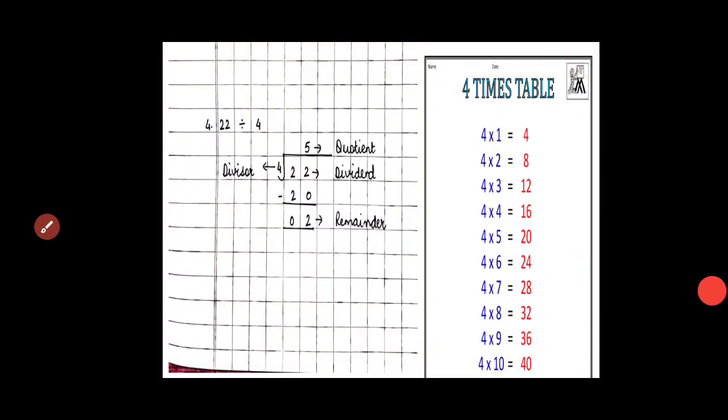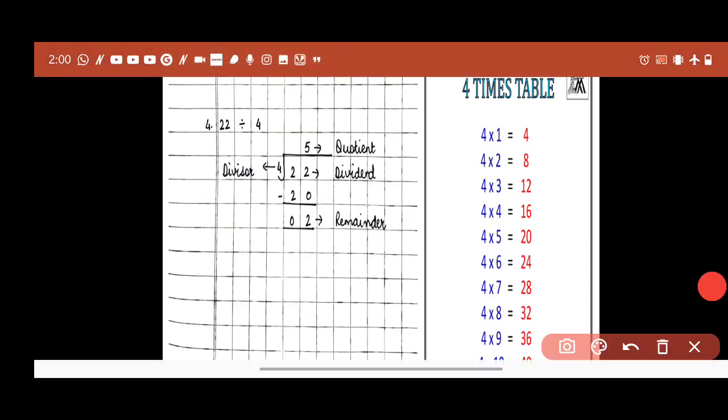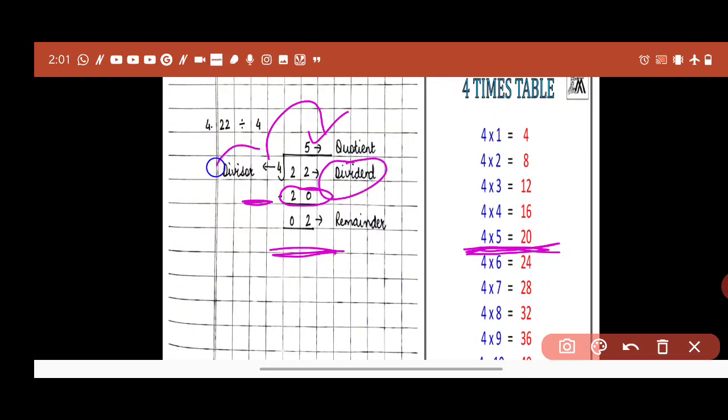Next question, 22 divided by 4. Again, the bigger number inside and the smaller one outside, and see whether 22 comes in the table of 4. No, 22 does not come. Now let's see which is the next smallest number and closer to 22. 20. 4 fives are 20. So we will write down 4 fives are 20 and we will subtract both the numbers. After subtracting, we saw 2 is the leftover thing. And then we'll name. 22 is the dividend, 4 is the divisor, 5 is the quotient, and 2 is the remainder.